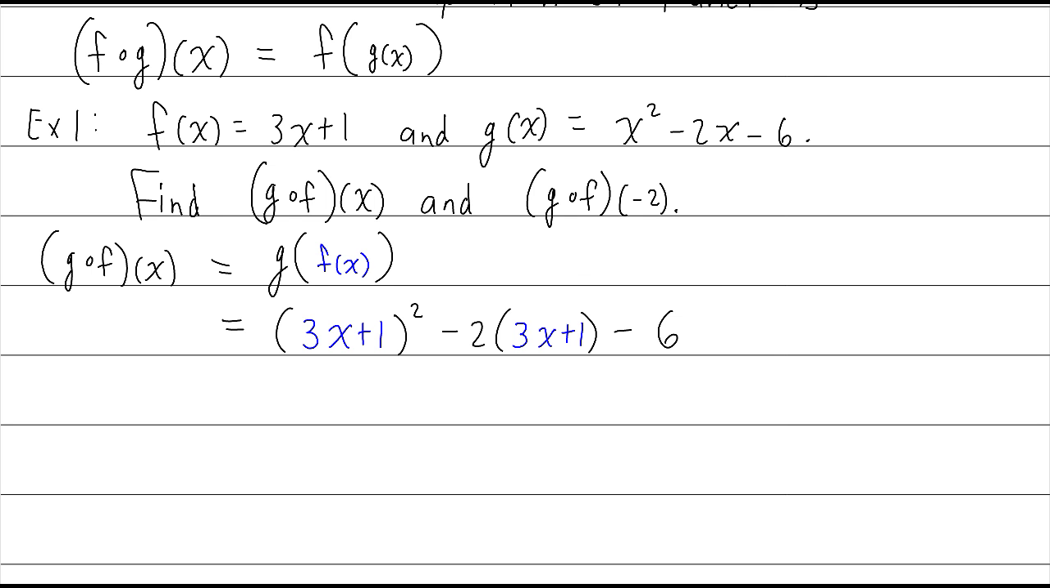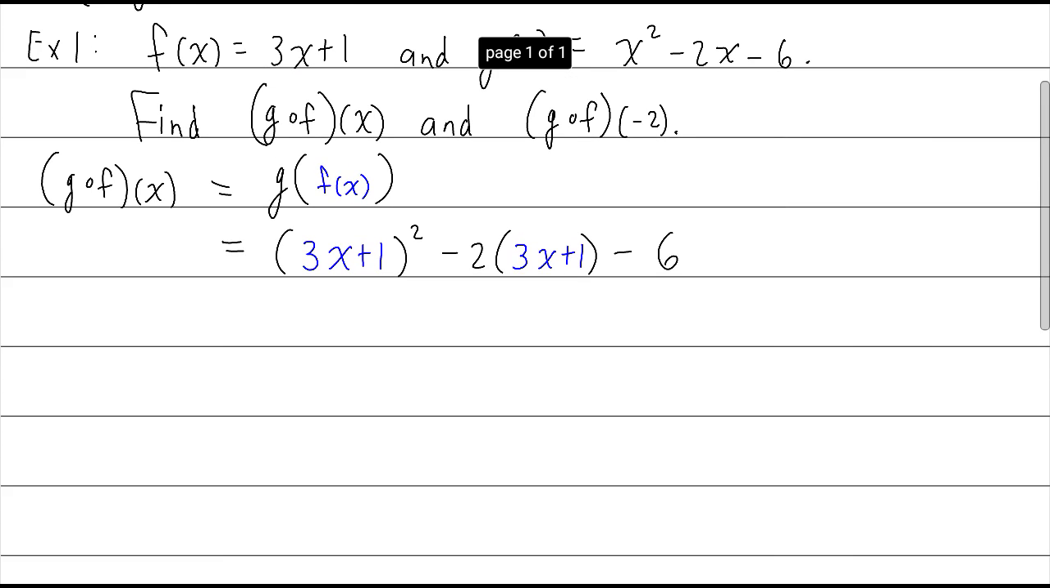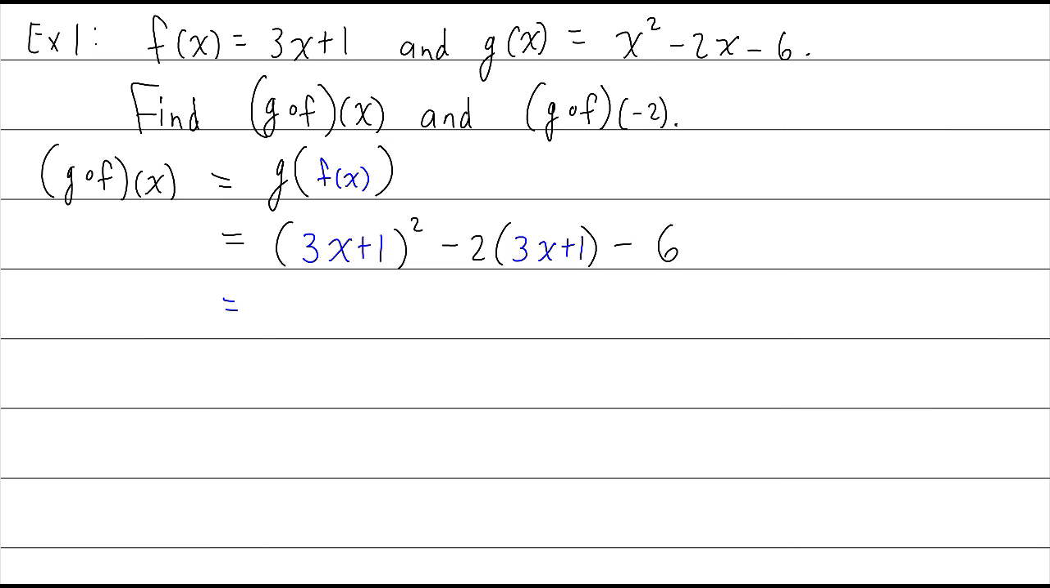Ah, look at that. Now I have a composite function. Let's simplify it, okay? So 3x plus 1 squared. That's something that we need to do first. That's just 3x plus 1 times 3x plus 1. We'll deal with that in a second. Let's distribute this negative 2. Negative 2 times 3x is negative 6x. Negative 2 times 1 is negative 2. Minus 6 here on the end.